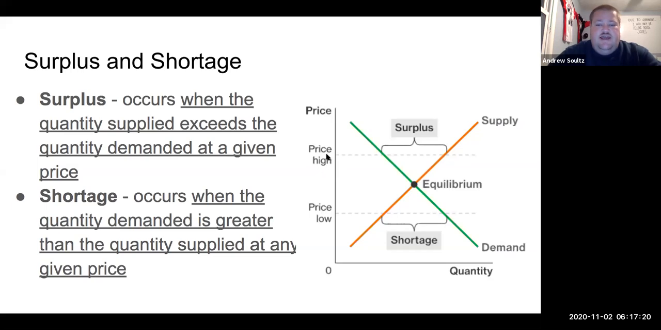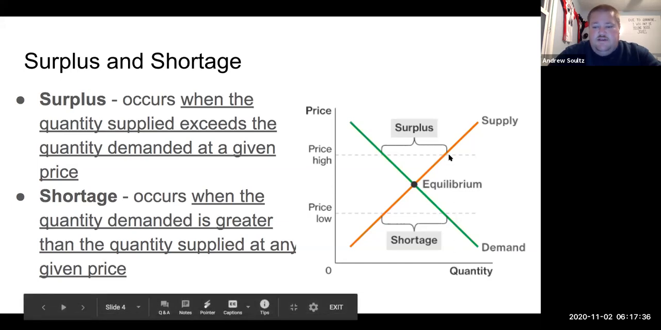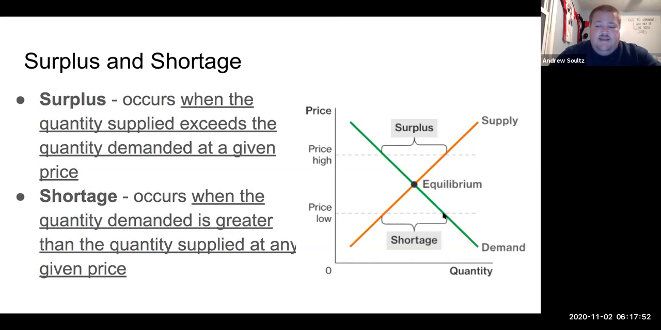You see here that a high price creates a surplus for a product because the quantity supplied is greater than the quantity demanded. If I drew straight lines here at this high price down to where the quantity is, the quantity supplied would be greater than the quantity demanded. Now, the opposite of that is a shortage. A shortage is created when the price is too low for a product. In this case, the quantity demanded is greater than the quantity supplied, and that creates a shortage.